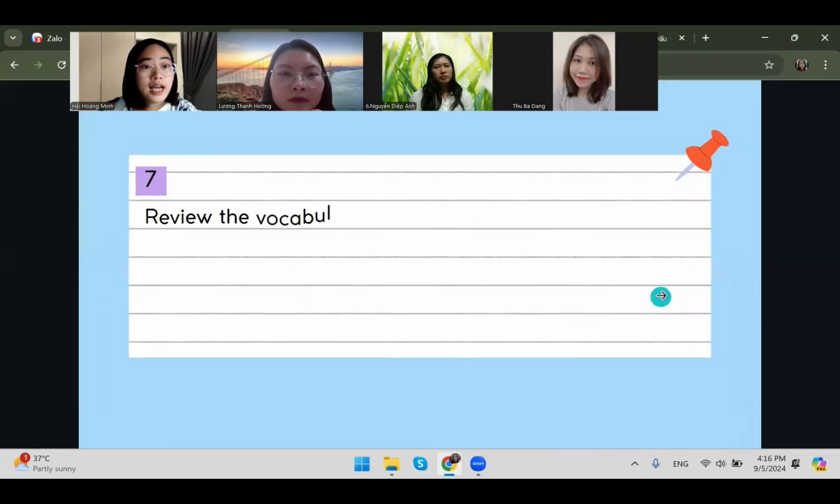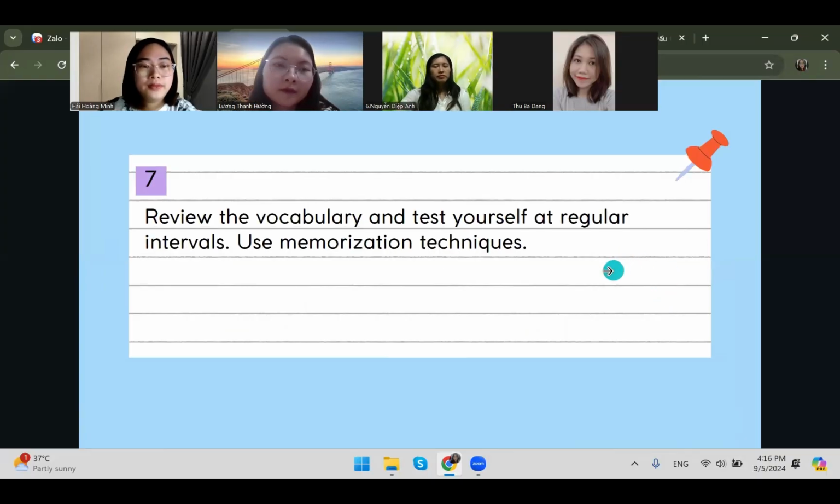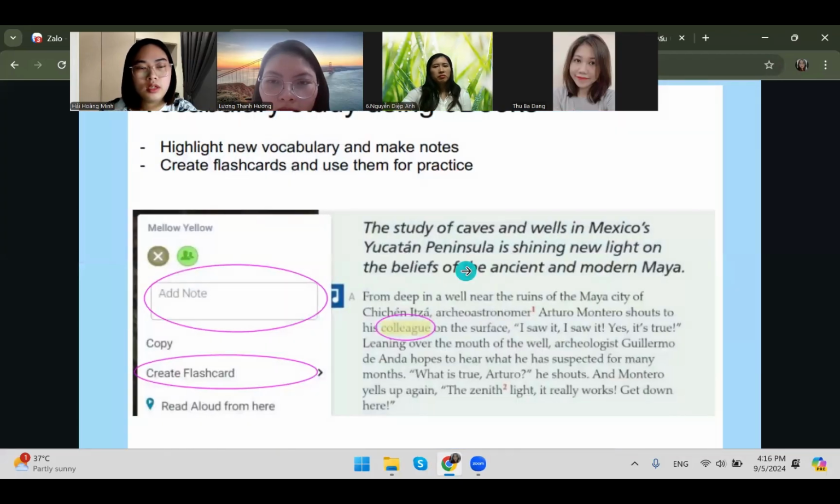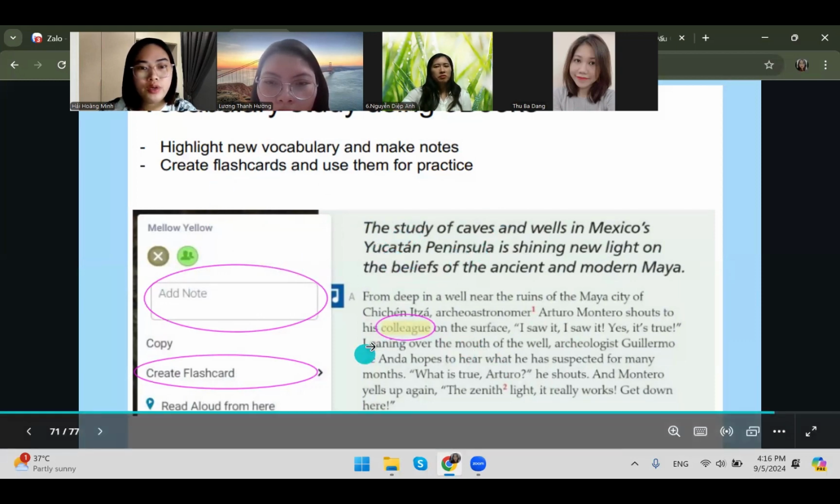All right, so the last step. You can review the vocabulary and test yourself at regular intervals, and use memorization techniques. Okay, I suggest you use the ebook. Here you can highlight the new vocabulary while reading and make notes here. And you can create flashcards and use them for further practice.